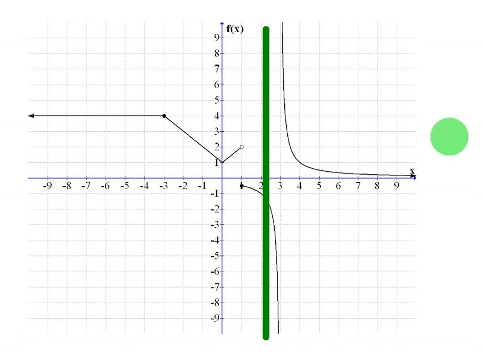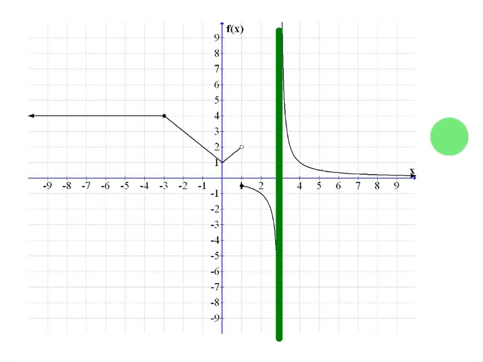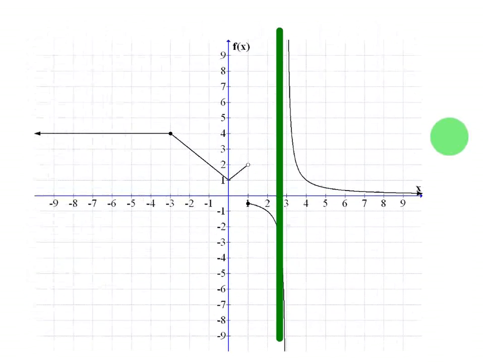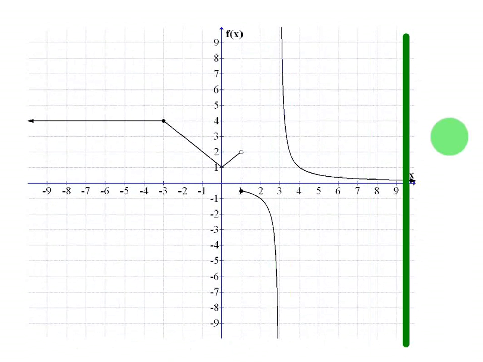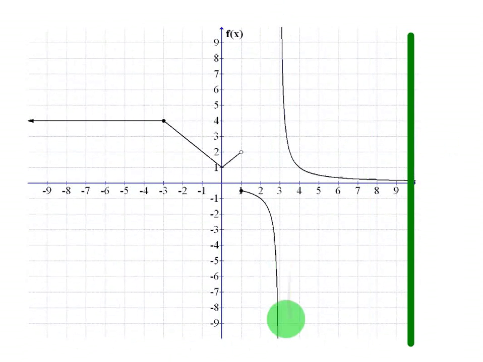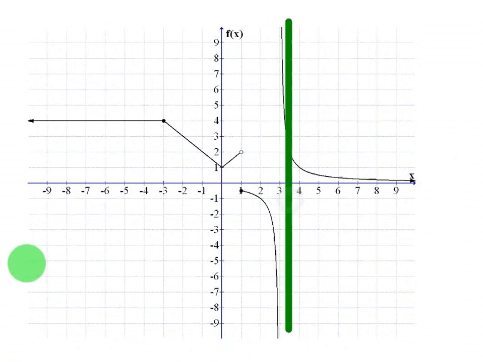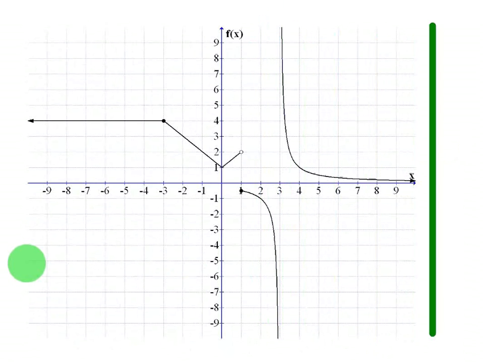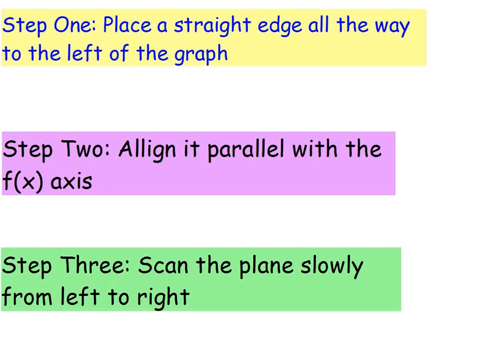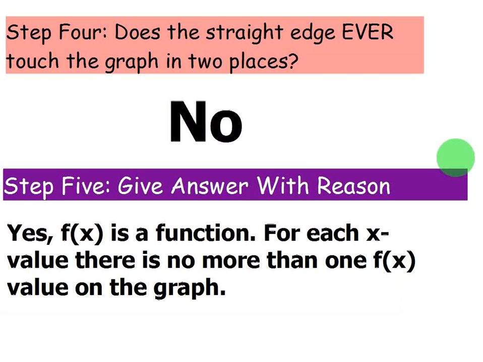Scanning, scanning, scanning, once, once, once, once. Right here again, the line's a little thick, but if you imagine it being as thin as possible, you can see that it will never actually touch the graph twice. It'll only touch the graph once, and as we continue scanning, it only touches once forever. Okay, so we've done those steps, and therefore, since it only touches once at any particular place and not twice, it is a function. For each x value, there's no more than one y or f of x value.